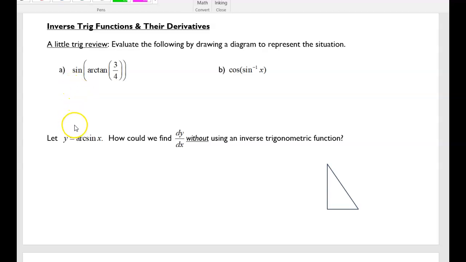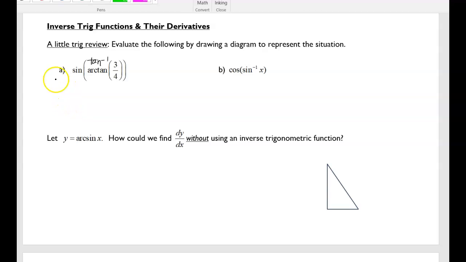Now let's talk about inverse trig functions and their derivatives. So let's do a little bit of review first. You may not have done problems exactly like this, written this way, but I know you've done them in a similar way. First of all, I want to point out this is arctan. That's the same as saying inverse tangent. It's just a different way to write it, and that's just to reinforce that it's not the reciprocal.